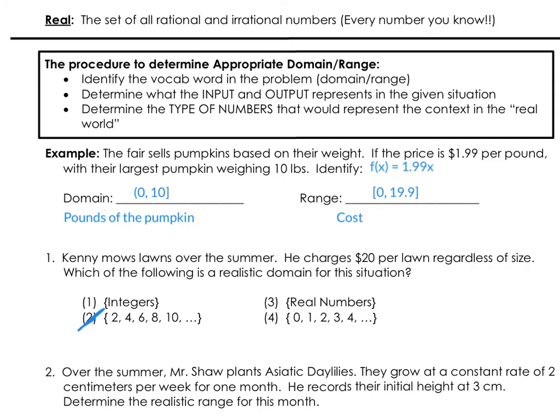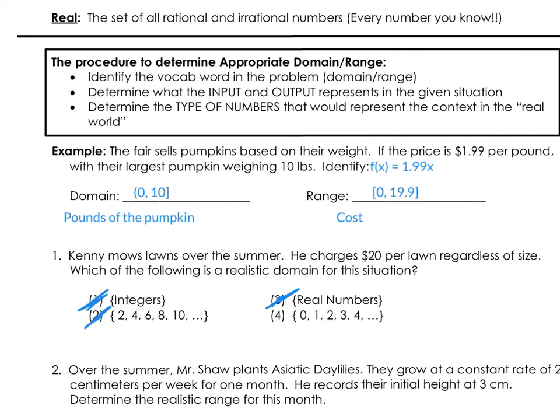Integers include negative numbers, so it can't be that. It can't be a negative amount of lawns. And real numbers are rational and irrational, so we can't do those either. So our correct answer is choice number 4, which makes sense. I can mow 0, 1, 2, 3, 4, and so on. That's the number of lawns.